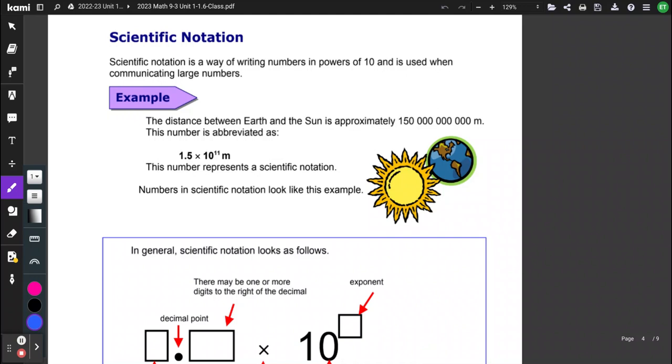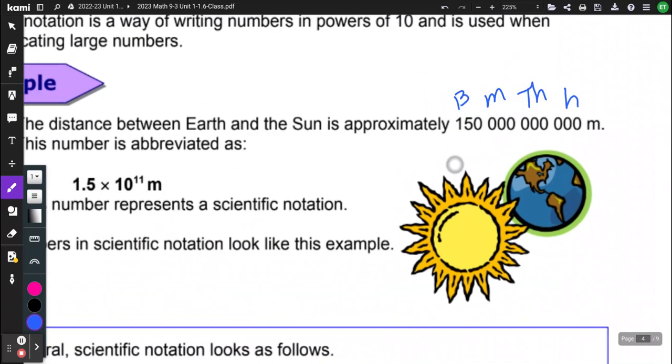This is using powers of 10 to describe your words, okay? So if we say the distance between the Earth and the Sun is that far away in meters, well, we know this is hundreds, thousands, millions, billions. So that would be 150 billion meters away. That's how far the Earth and the Sun are apart from each other. So how can we abbreviate that? So remember, we would want to move our decimal in between the 1 and the 5. So right now, our decimal is hiding, and our decimal is hiding right here.